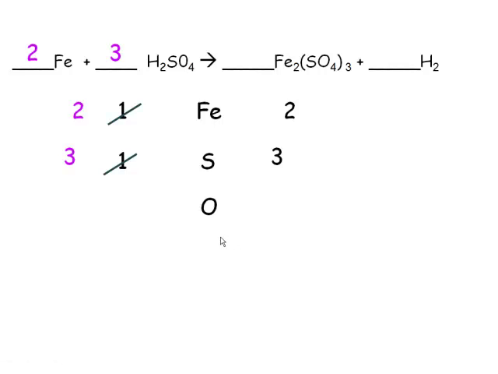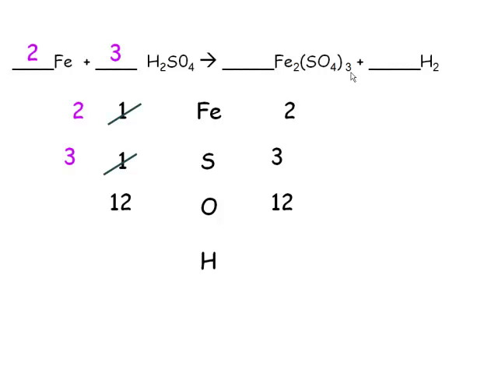Next, we're going to balance our oxygens, and since we have a subscript of 4 on the oxygen and a coefficient of 3 in front of it, we are going to have a total of 12 oxygens. On the product side, there's a 4 inside the parentheses and a 3 outside the parentheses, which again gives us a total of 12 oxygens.